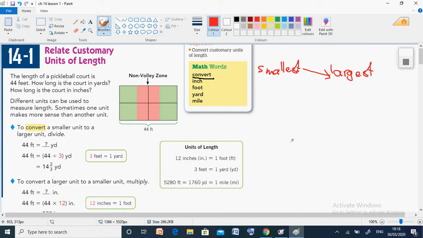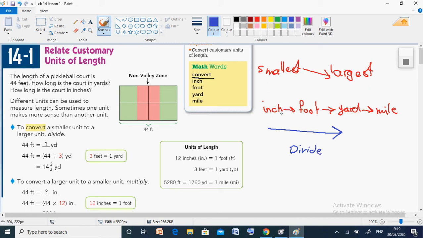So first of all, I will put here inch, then foot, then yard, and last is mile. Look here, when I sort them from smallest to largest, the smallest unit is inch, then foot, then yard, then mile. Okay, so now I will decide if I want to divide or multiply. Now, when you are moving from smallest to largest, you have to divide.